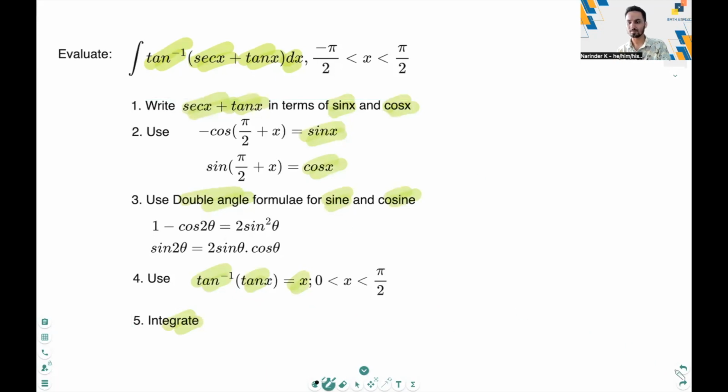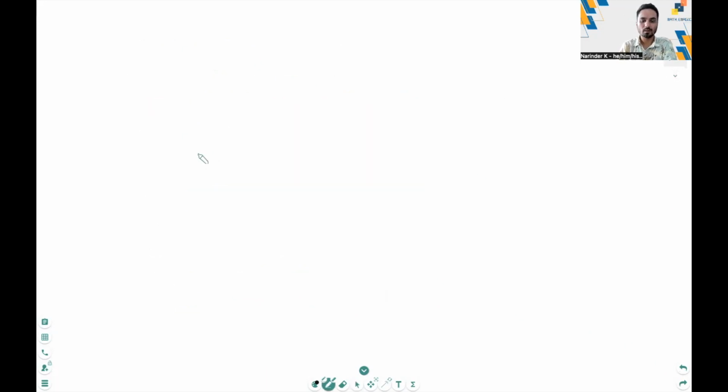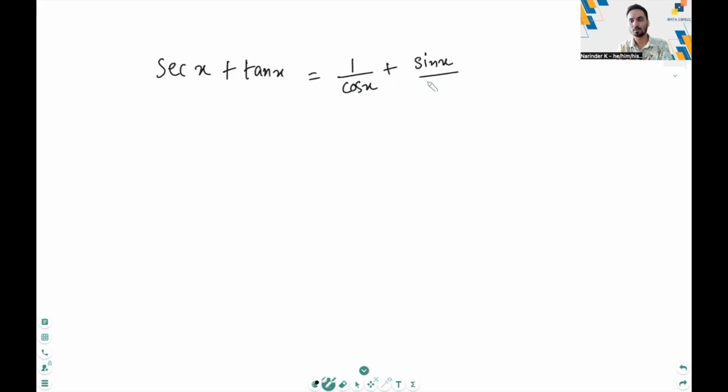So let's get started. Number 1, let's write sec x plus tan x in terms of sine and cos. So sec x is 1 over cos x. Tan x is sine x over cos x. By taking LCM, we can write it as 1 plus sine x over cos x.